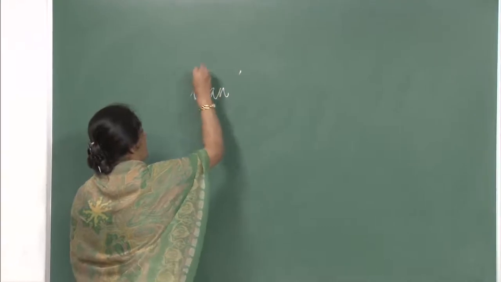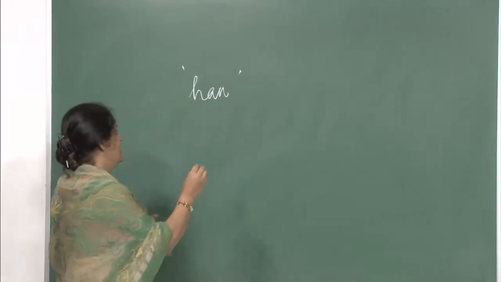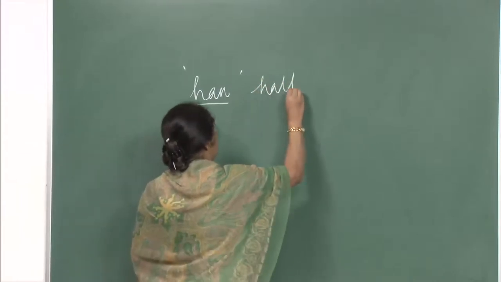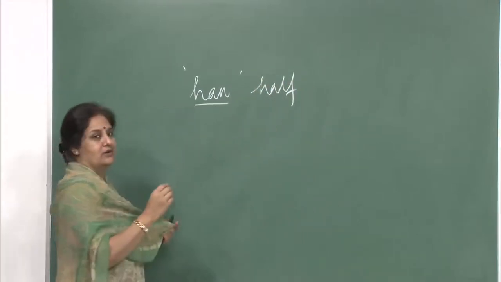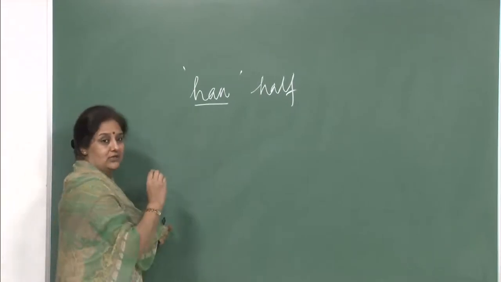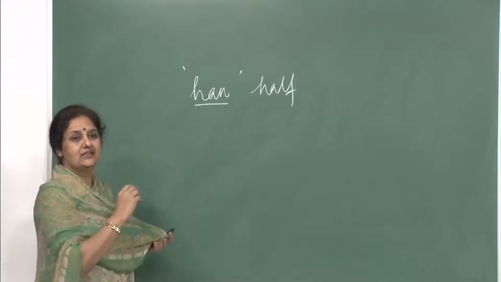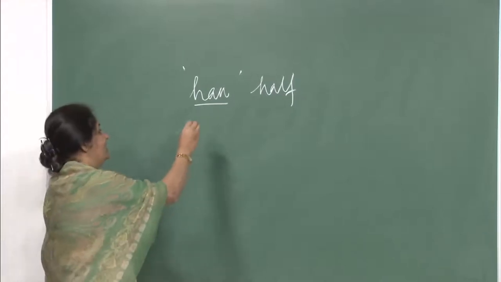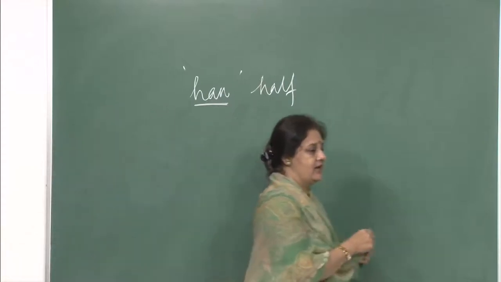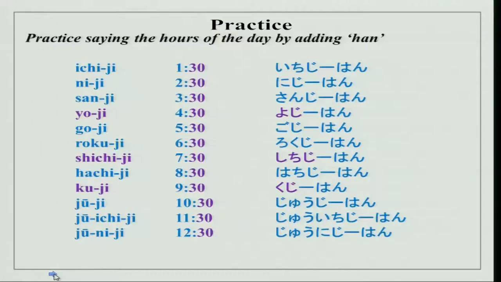Now, as you can see on your screens, this is written han. It is pronounced as han and han means half actually, half. Now half of what? As we are dealing with time, half of 1 hour. So half of 1 hour is 30 minutes. Now 30 minutes is han in Japanese. Now this han, as you can see over here, can be added to time like ichiji. You can say ichiji han, meaning 1:30.